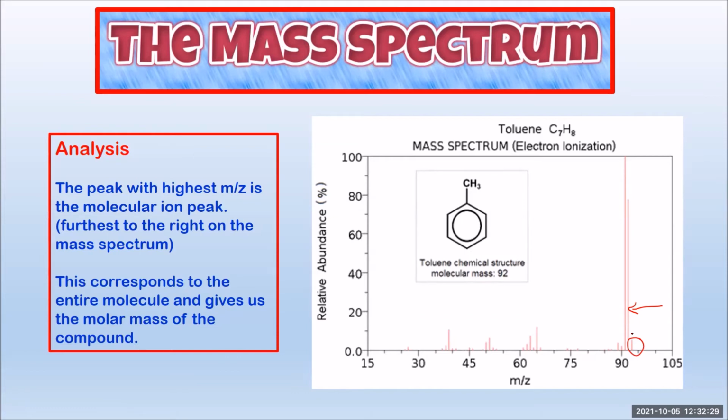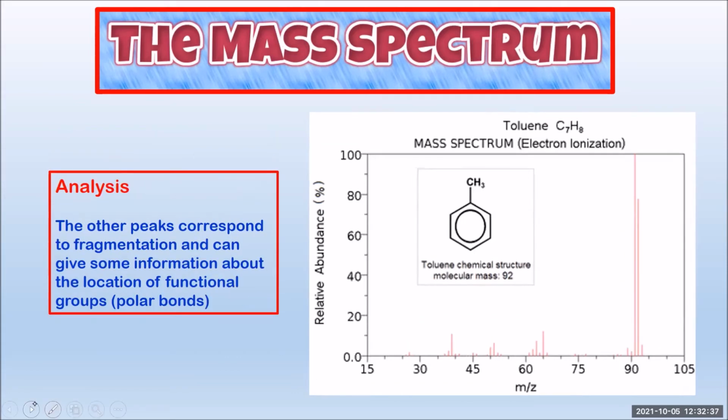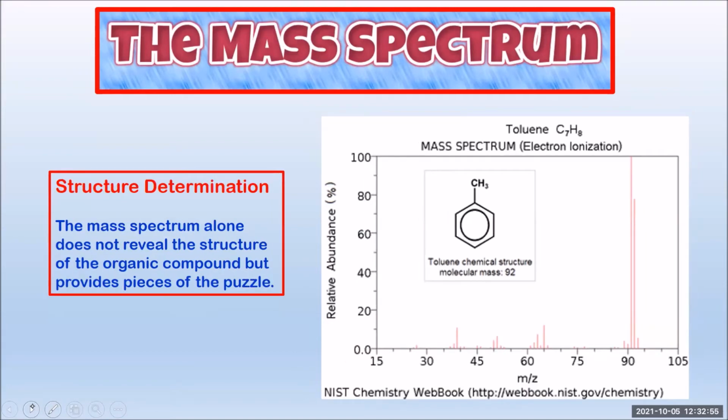So this gives us the molar mass of the compound. The other peaks correspond to fragmentation and can give us some information about the location or functional groups or polar bonds. You need to have a fair idea of the structure of the molecule from other forms of spectroscopy to identify all the fragments. The mass spectrum alone does not reveal the structure of the organic compound, but it does provide some pieces of the puzzle.